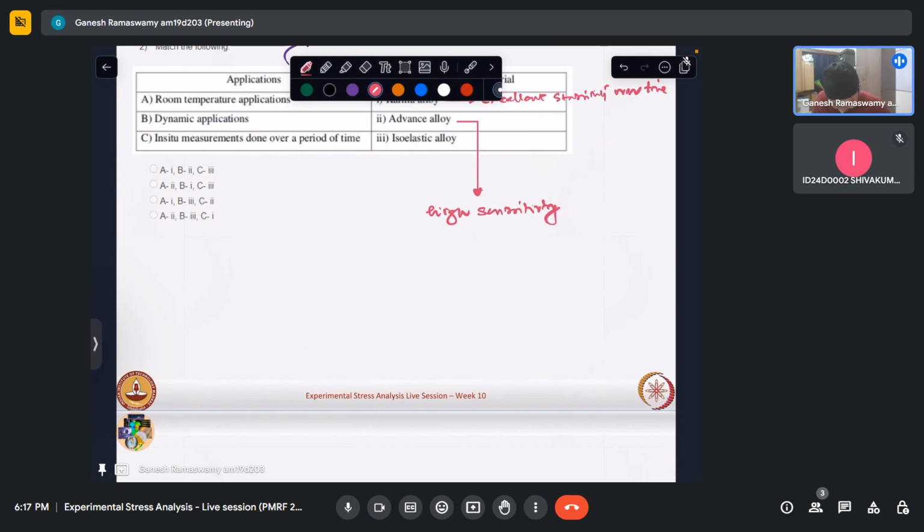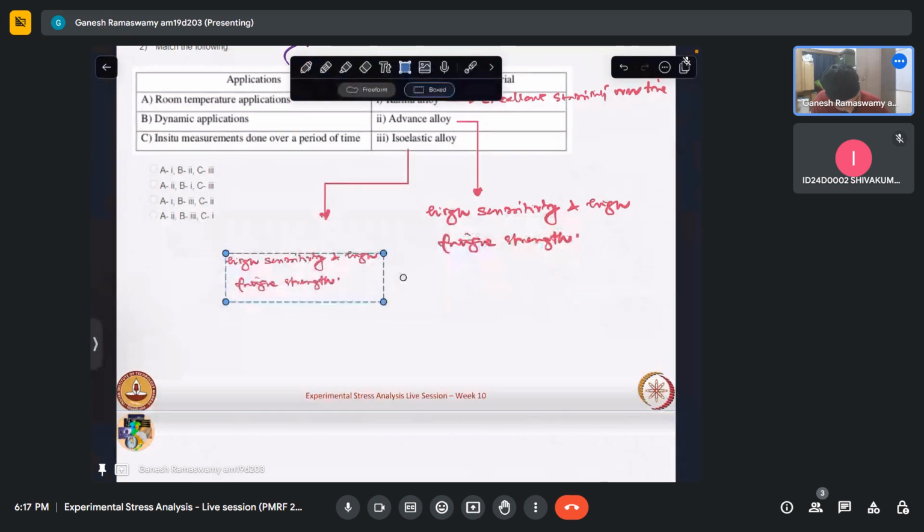It has a high sensitivity and a high fatigue strength, reasonably high. The isoelastic alloy also has reasonably high sensitivity and high fatigue strength. In fact, it is a bit more than what advanced has to offer.